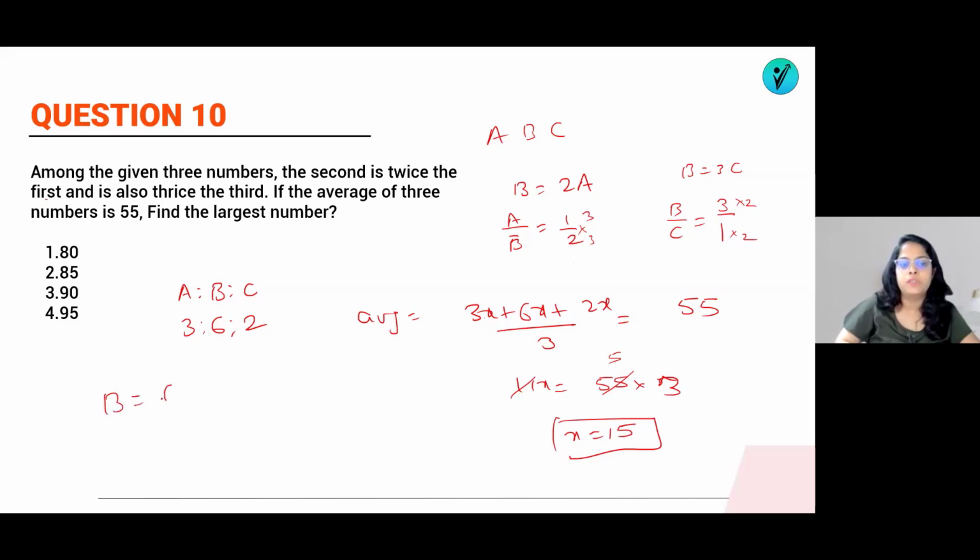So what is the largest number? The largest number is B, which is 6x. So 6 into 15 will be equal to 90. So your answer was option number 3, that is 90. And that's it. This was your last question.